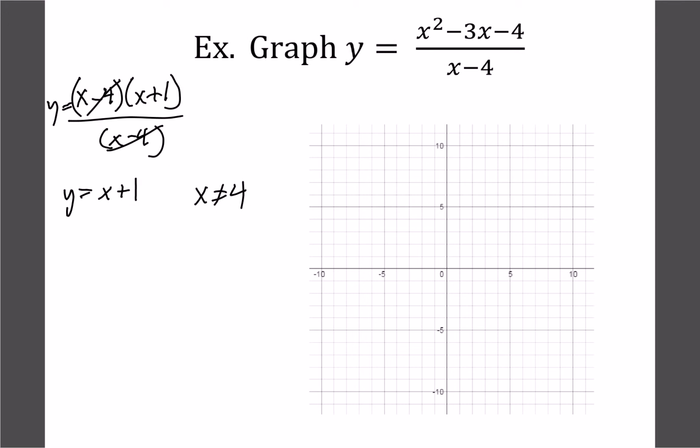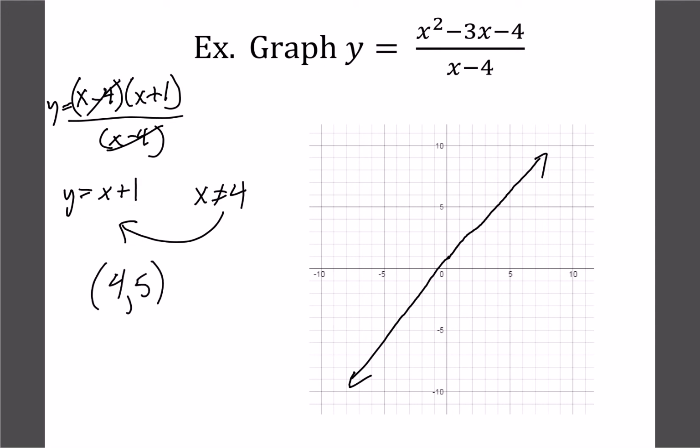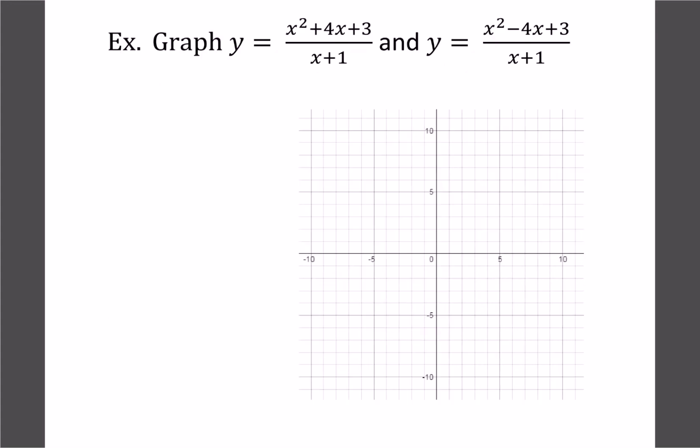So if we were just to graph y equals x plus 1, we would get a straight line, something like that. And we know that at 4 it doesn't exist. So if we wanted to know the exact coordinate, let's just put the 4 back into this equation. So put 4 in, you'd get the coordinate of 4, 5 would be our discontinuity point. So if we look on our graph, 4, 5 is right about there. So we just put that as a bullet hole and we're done. No asymptote lines because the bottom canceled out.